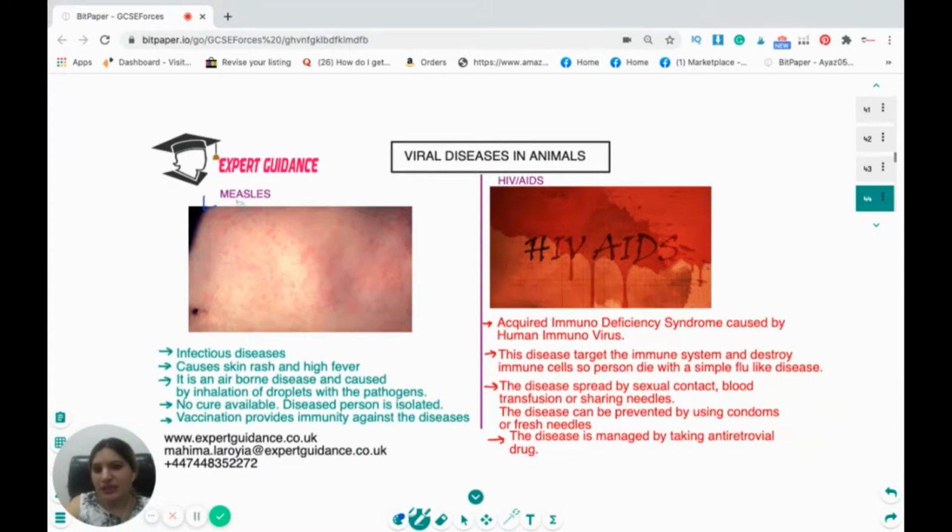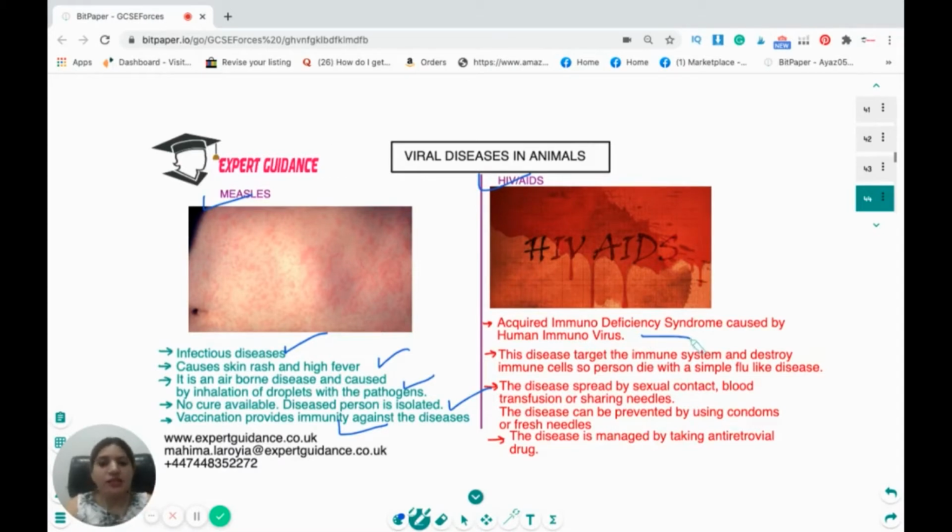Now, measles is a disease caused in animals, as are HIV and AIDS. Measles is an infectious disease. It causes skin rash and high fever. It is airborne and caused by inhalation of droplets with the pathogens. No cure is available. The diseased person is isolated, and there's a vaccination that provides immunity. HIV is the human immunodeficiency virus, which causes acquired immunodeficiency syndrome.